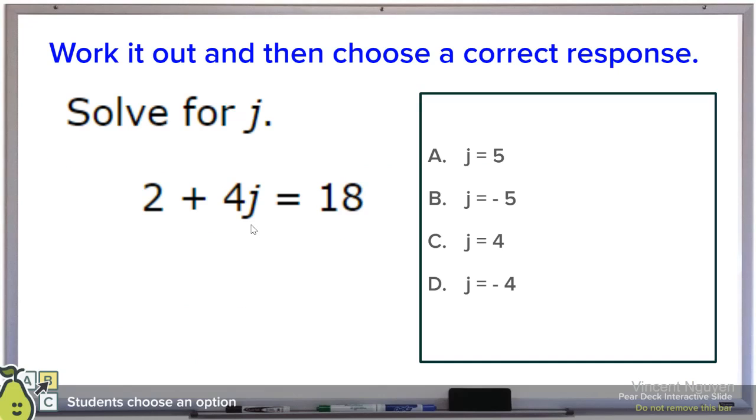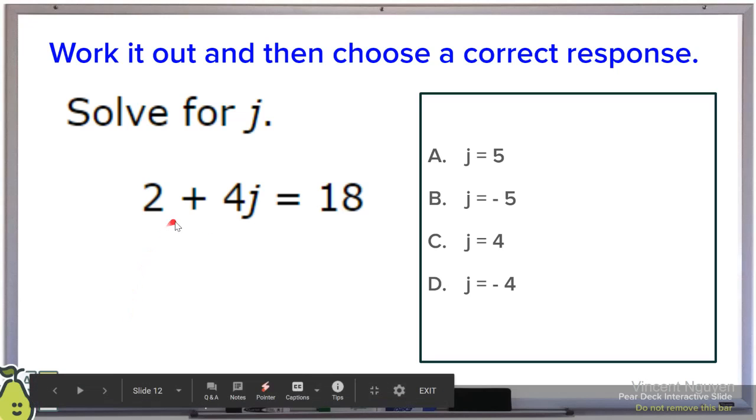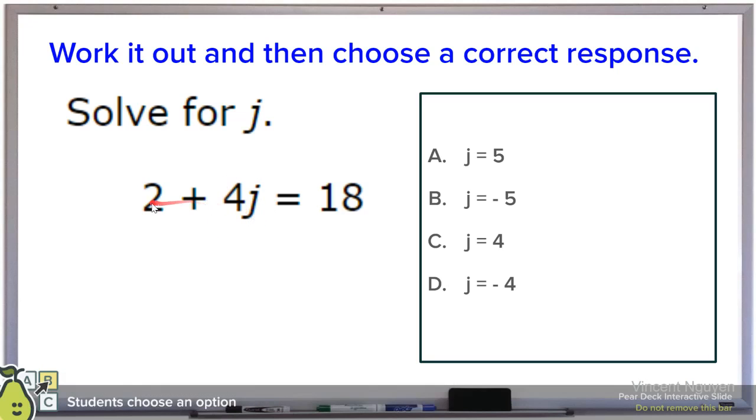All right, let's take a look at this one. You're going to be doing this one on your own, and then you're going to tell me what your solution is when you get it. Okay? So in here, the 4j is stuck together. The easiest one to remove is the positive 2 here. To remove a positive 2, you have to do a negative 2 on the other side. So you're virtually subtracting 2, right? We're subtracting 2, so 18 minus 2, and that would give you 16.